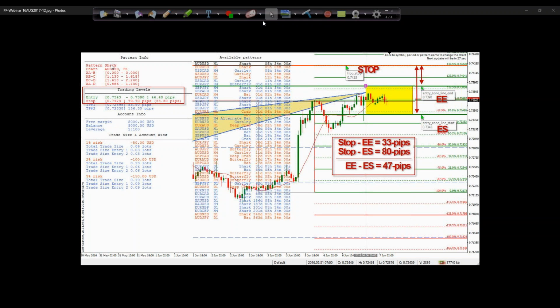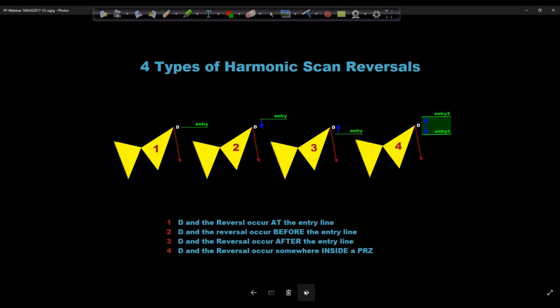So here's the reality with a scan entry. There's really 4 types of scan entries. We have one where the scan paints and the entry is a single line entry, and the reversal actually takes place right at that line. Those are the ones that just make you smile, right? A second one is where the D and the reversal actually occurs slightly before the entry line.